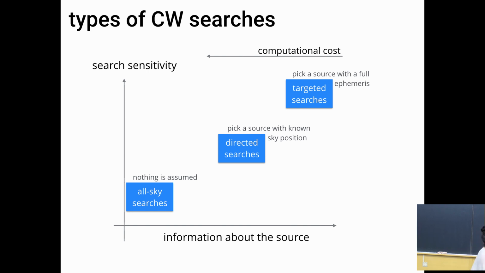You know exactly how that rotation is changing. You could instead do a targeted search, and that's the one that's going to be the cheapest because you have the most information about it. You only have to search one or a few templates. And it's also going to be the most sensitive because you know basically exactly where to look.